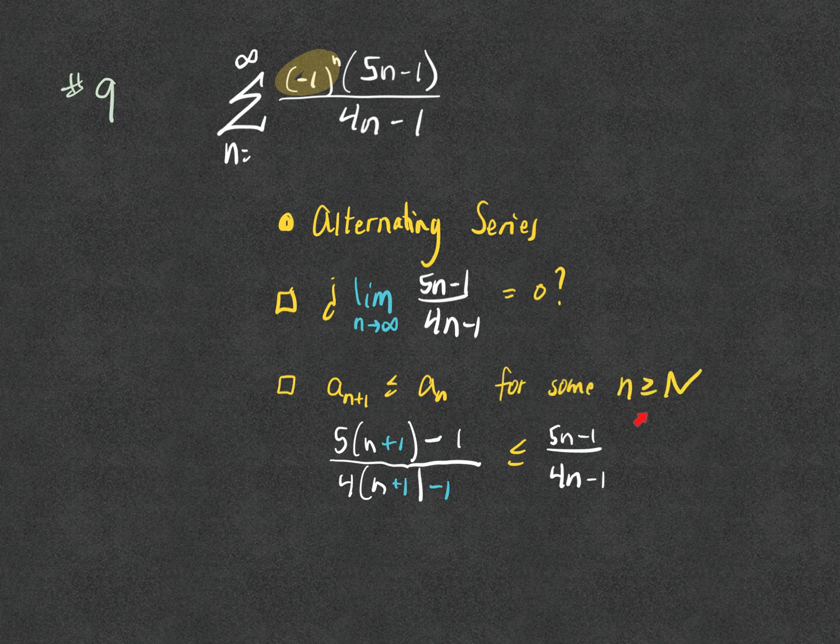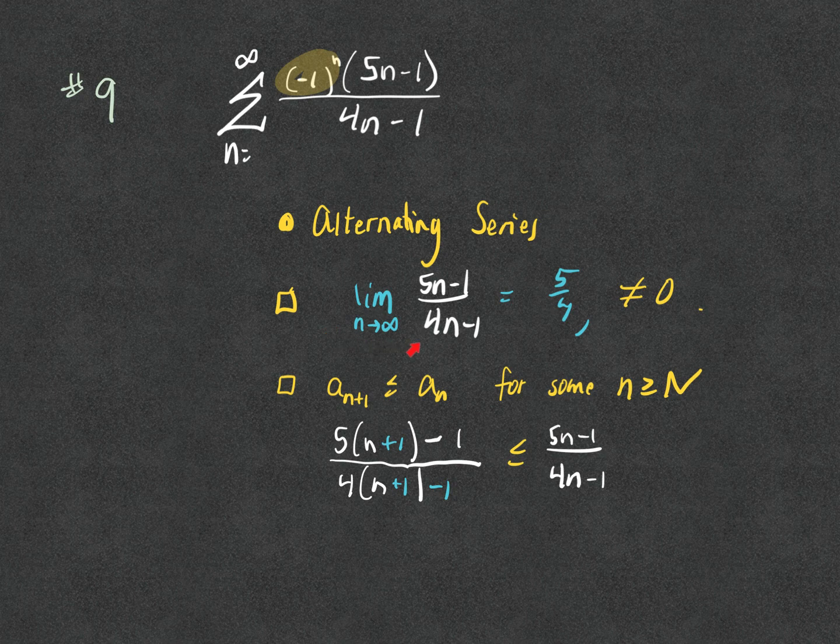Well, we don't even have to check this one. Looks like a lot of work because this condition isn't met. As n approaches infinity, our terms approach 5/4, which is not zero, so we are not going to be able to use the alternating series test because this condition is not met.